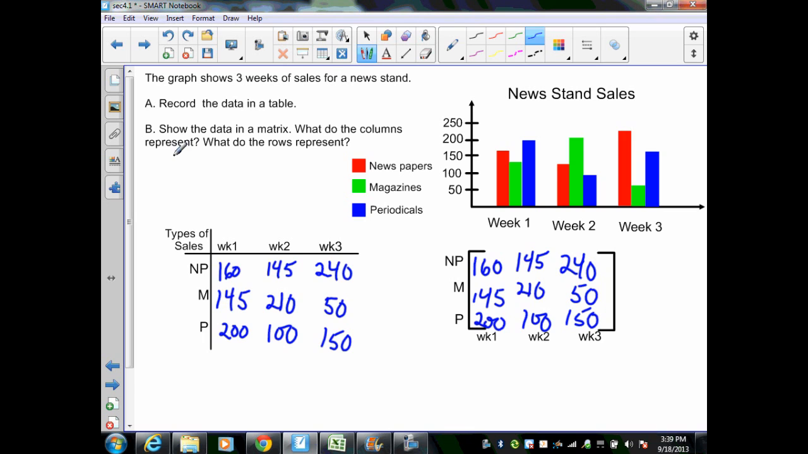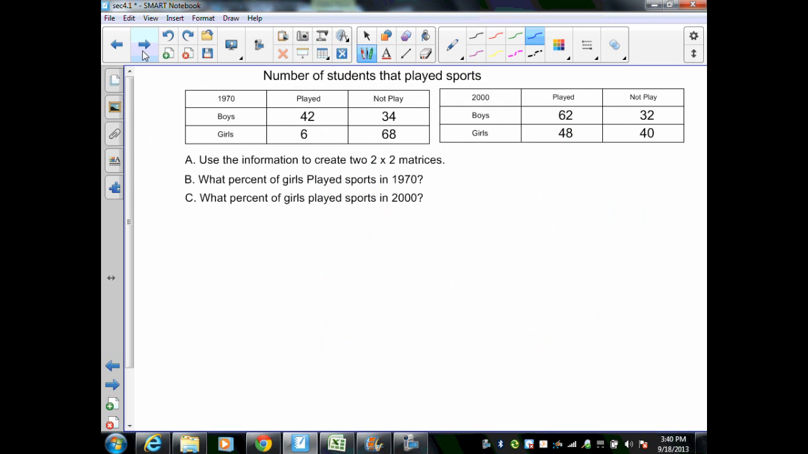And then they ask us, what do the columns represent? They, of course, represent our weeks. And what do the rows represent? They, of course, represent newspapers, magazines, and periodicals. Our next example, we have 2 charts. The number of students that played sports. In 1970, who played and did not play, and that is for boys and girls. And in this chart, we have the year 2000, who played and did not play, representing boys and girls.